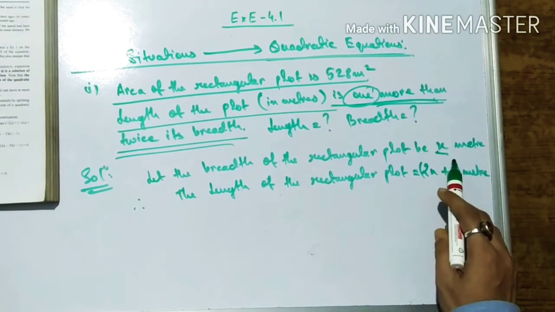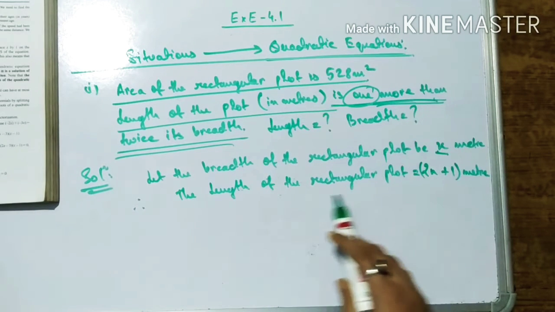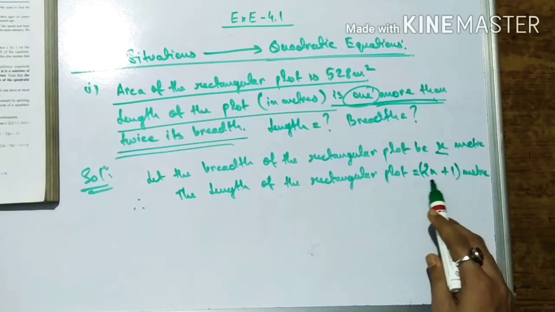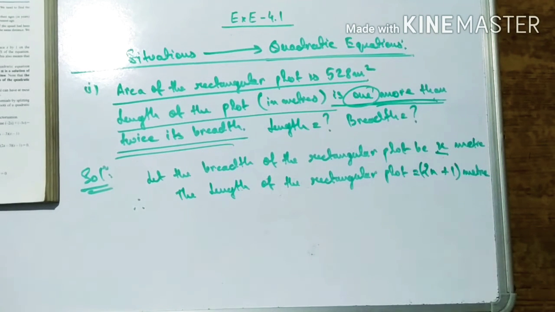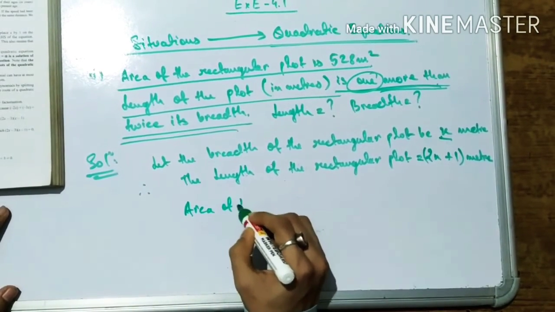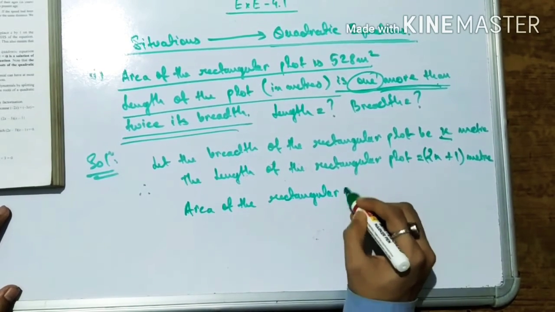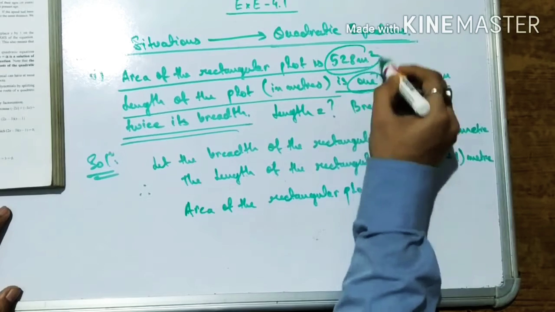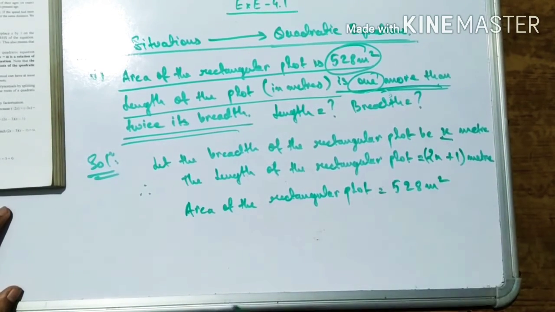Let the breadth of the rectangular plot be x meters. Therefore the length is one more than twice its breadth, which is 2x plus 1. Now length and breadth I got. Now I will write the area of the rectangular plot. How much is given in the question? Area of the rectangular plot is equal to 528 meters square.